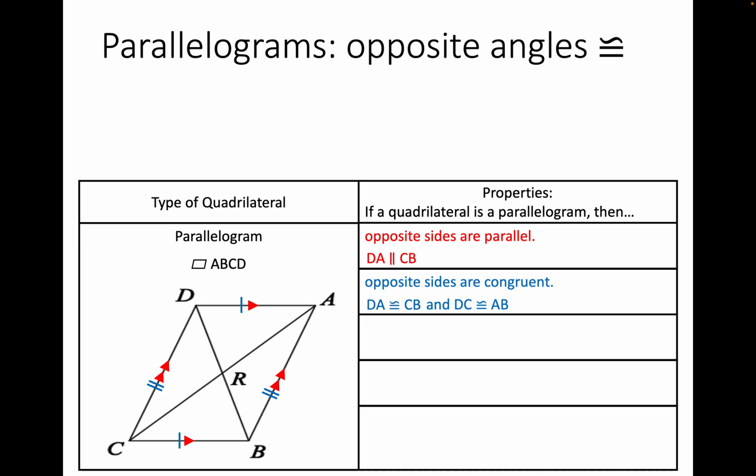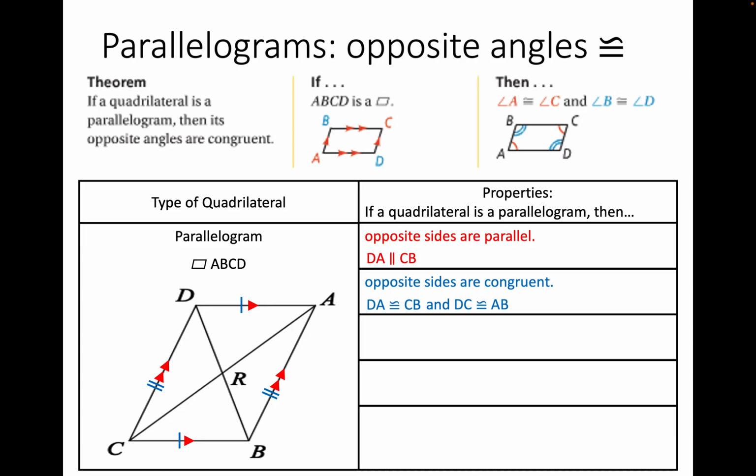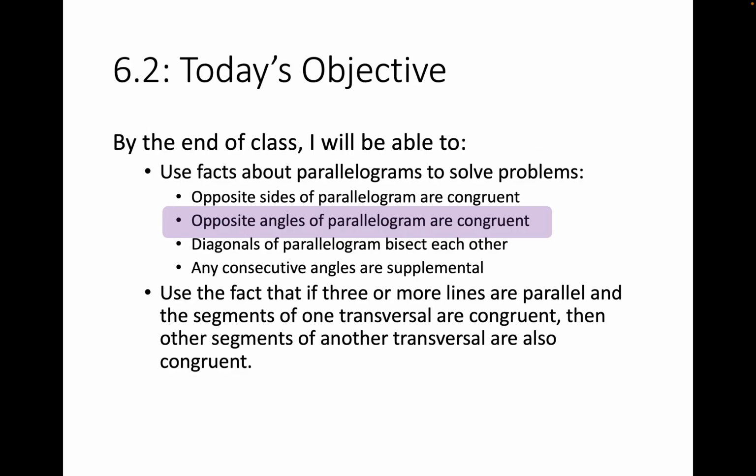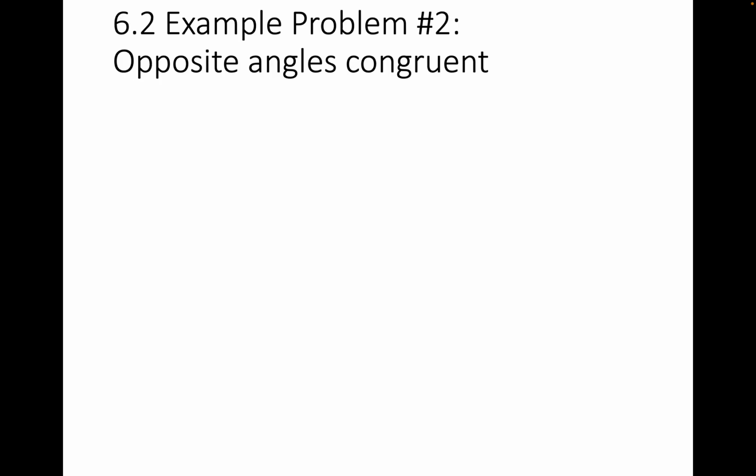Moving on in our notes here, we know that opposite sides are congruent. So, opposite angles are congruent. So we know that angle ADC is congruent to angle ABC, and we know that angle DAB is congruent to angle DCB. So let's use that fact to try example problem number 2. Push pause and try example problem number 2.